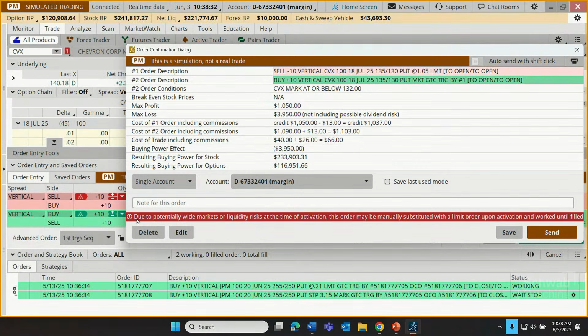And there's a little heads up. Hey, due to potentially wide markets or liquidity risks at the time of activation, this order, that is referring to the exit order here, may be manually substituted with a limit order upon activation and worked until filled.